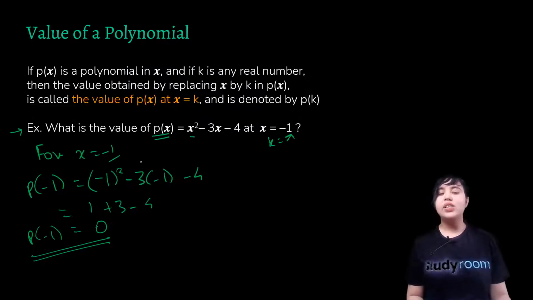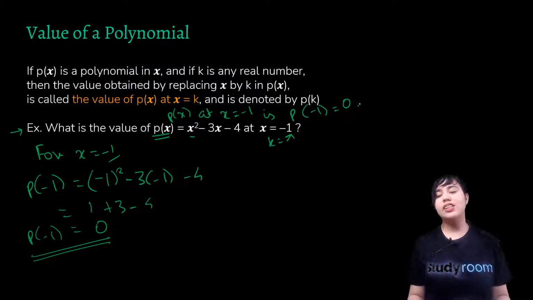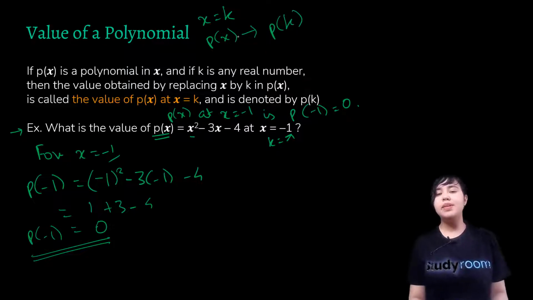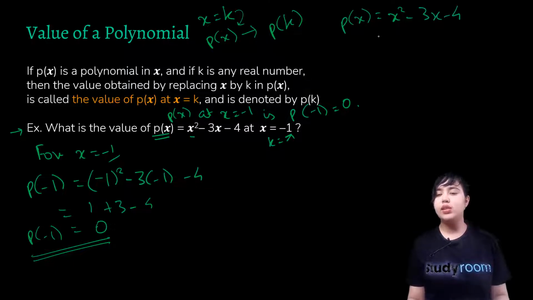Alright, so here what we did was, we just took x equal to minus 1, we made the substitution, and now we can see that the value of this polynomial p of x at x equal to minus 1 is p of minus 1, and that is turning out to be 0. So in general, if you have x equal to k and you substitute it in p of x, then whatever value you get is called p of k. As simple as that, just make a substitution everywhere. Alright. Now let me take one more example. Considering the same polynomial, p of x is equal to x square minus 3x minus 4.